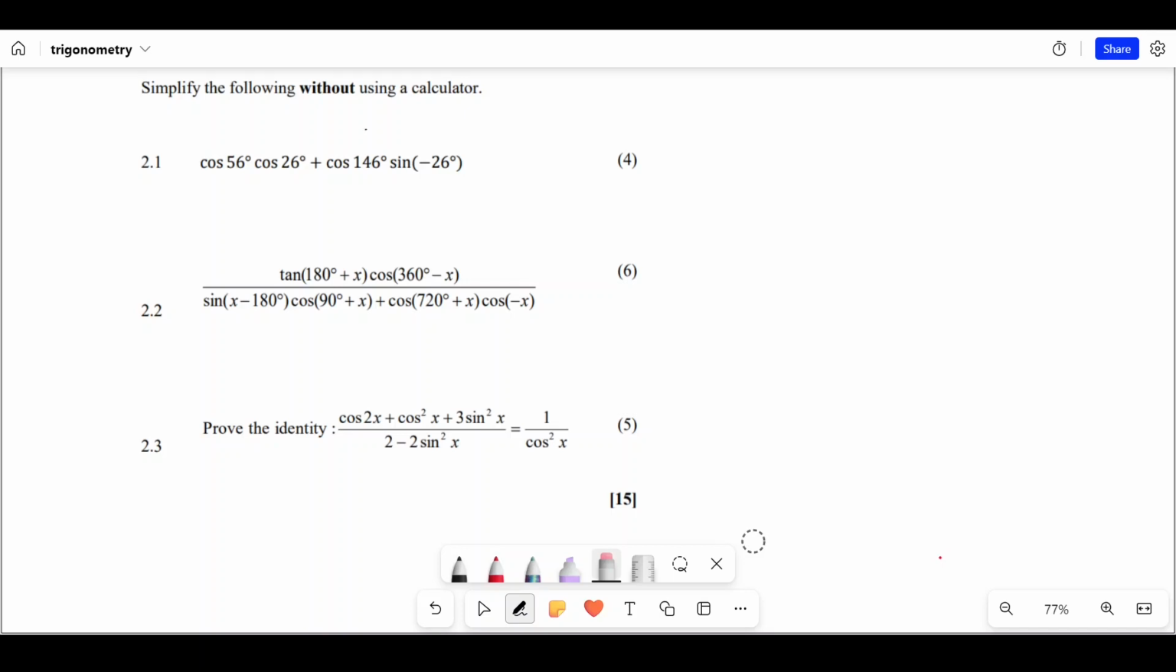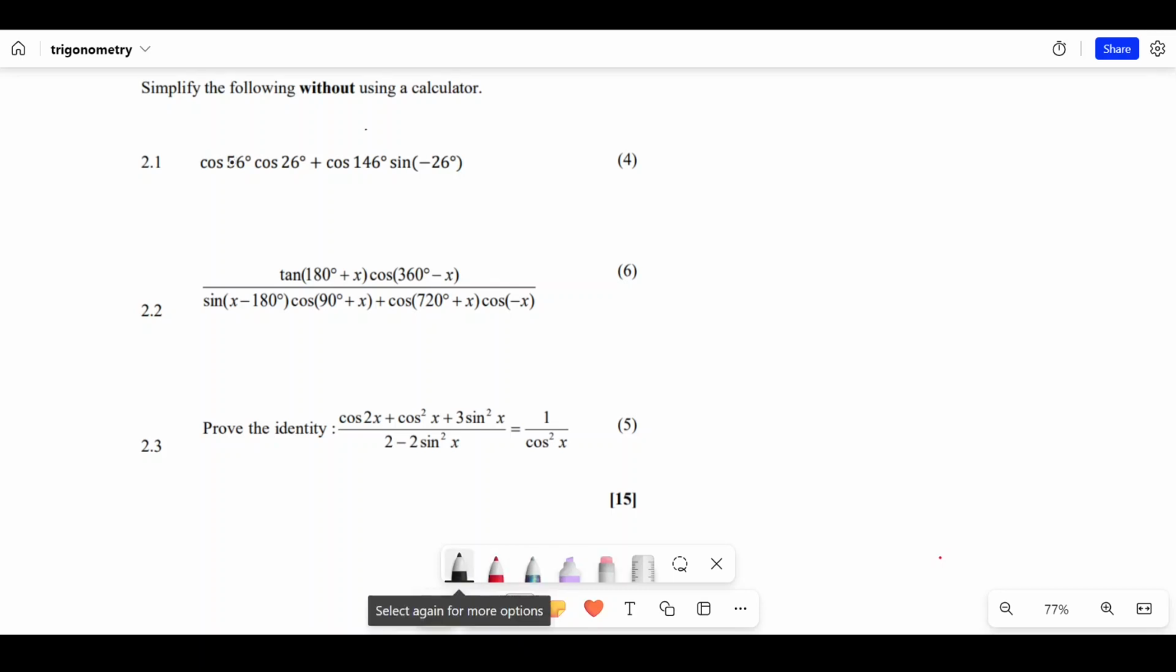As you can see, there are 4 trig ratios written in one question. That shows that you are going to use the compound angle formula. But before we go to the formula sheet, let us do what we can do with the terms here. The first two terms are acute angles, so there is no problem in those. We don't have to change anything.